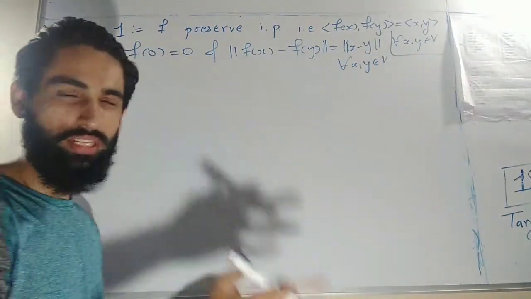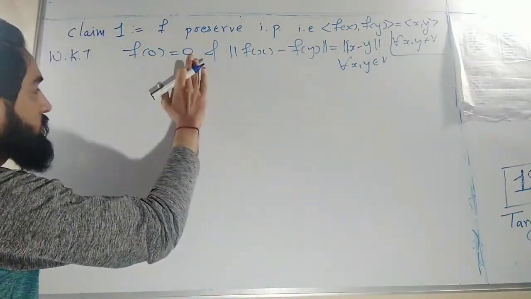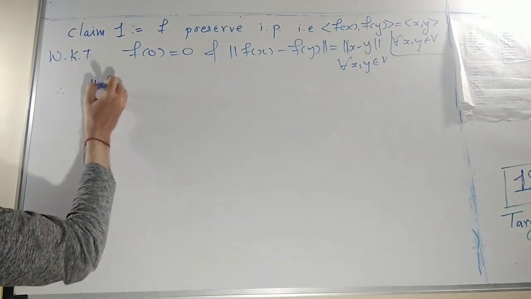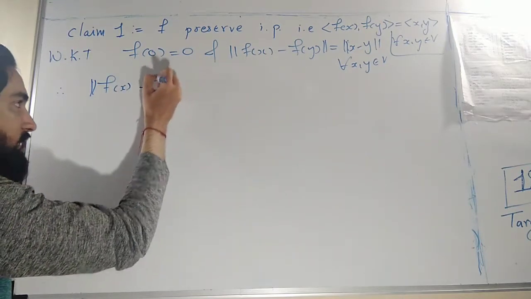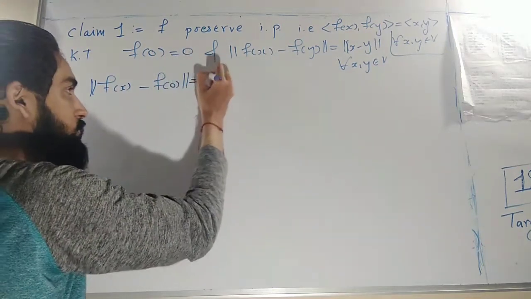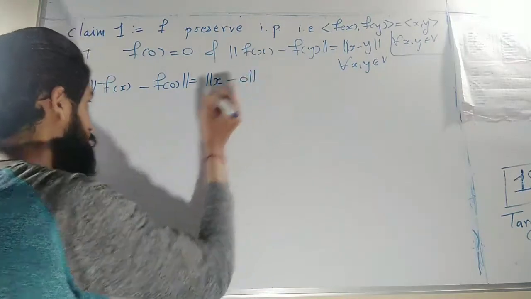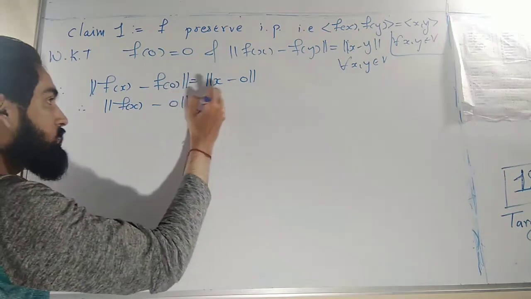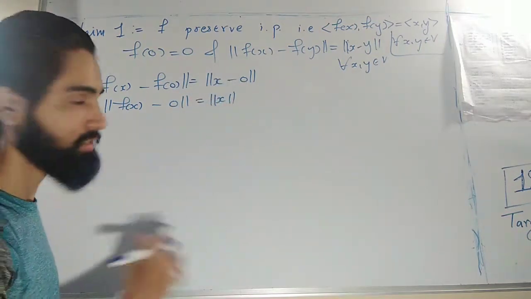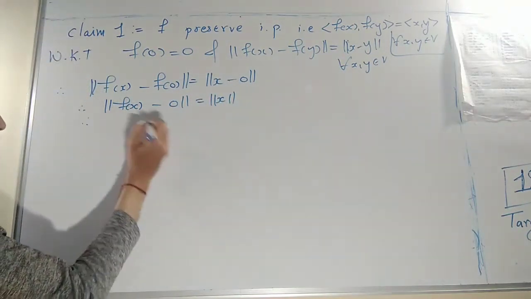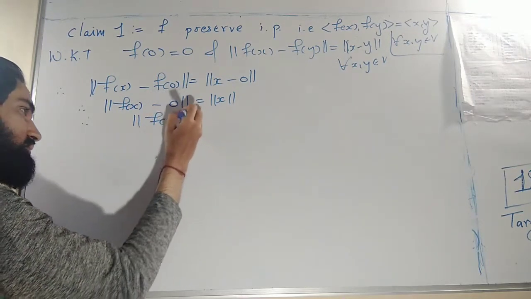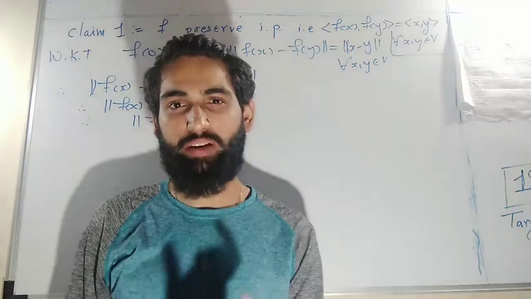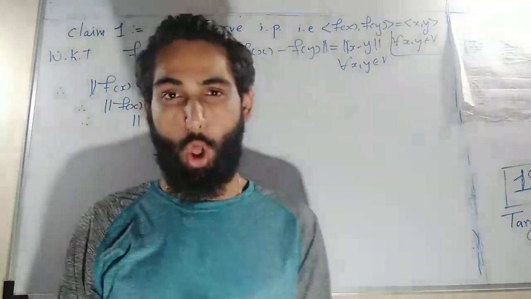Suppose I use both of these directly, that means I know f of 0 is equal to 0 and this is true for all x, y. Therefore I know norm of f of x minus f of 0 is equal to norm of x minus 0. Therefore norm of f of x minus 0 is equal to norm of x, since x minus 0 is x. Here also it will become norm of f of x is equal to norm of x. That means from the given two data we can conclude that it preserves norm.